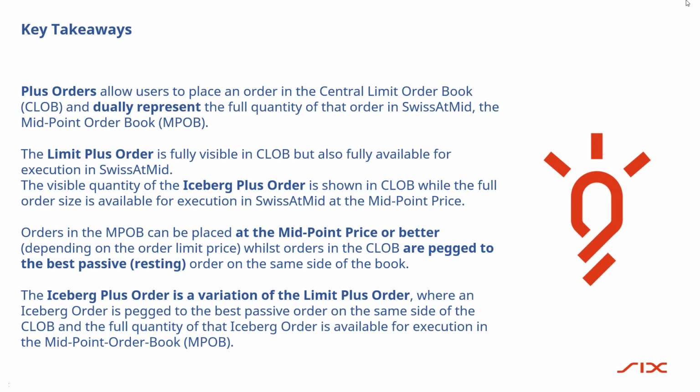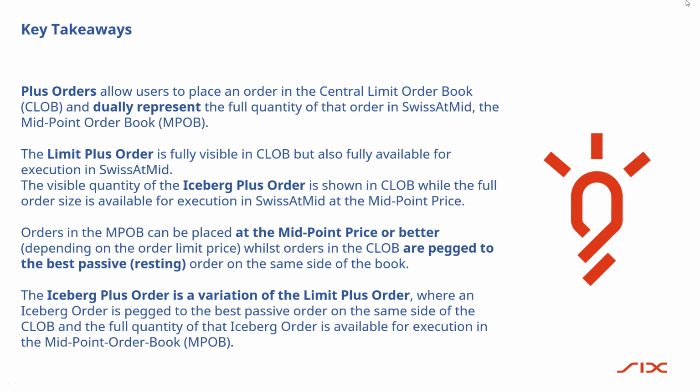Plus orders allow users to place an order in the central limit order book and duly represent the full quantity of that order in SwissAtMid, the midpoint order book. The Limit Plus order is fully visible in the central limit order book, but also fully available for execution in SwissAtMid. The visible quantity of the Iceberg Plus order is shown in the central limit order book, while the full order size is available for execution in SwissAtMid at the midpoint price.